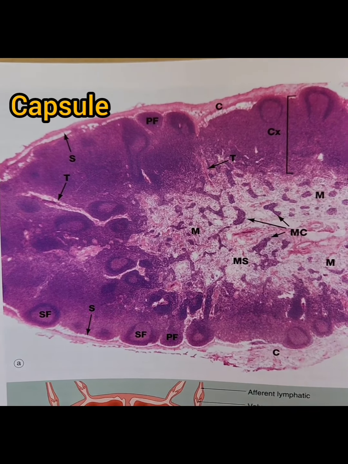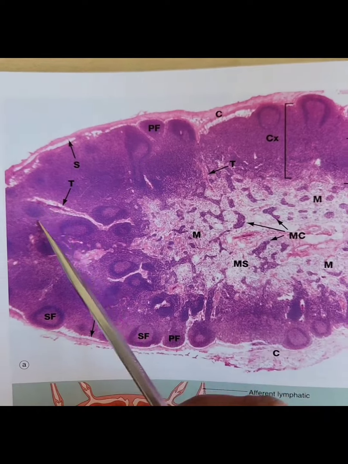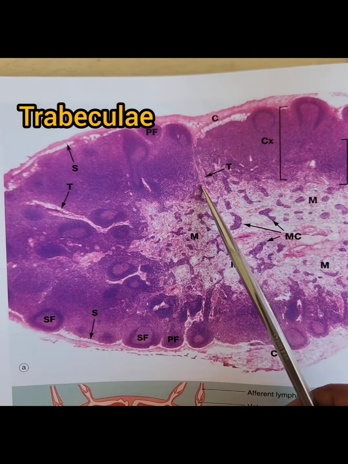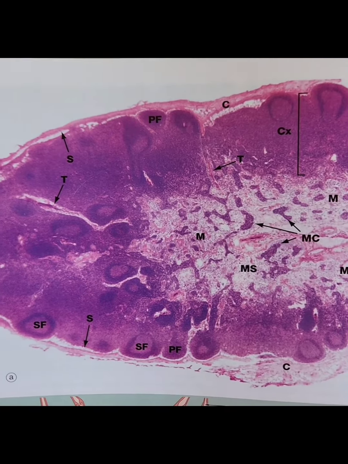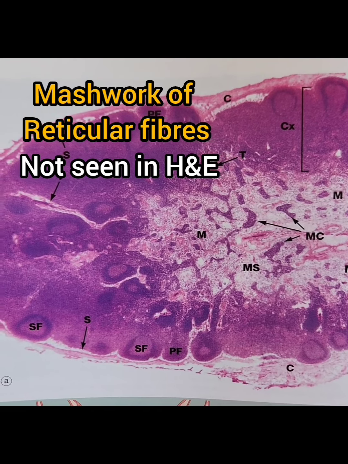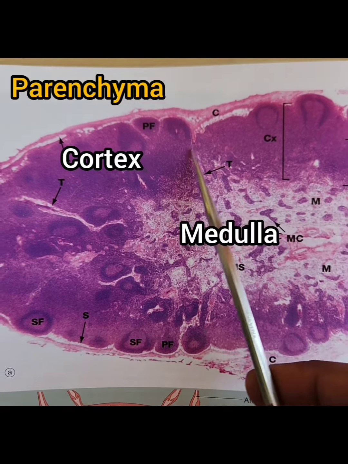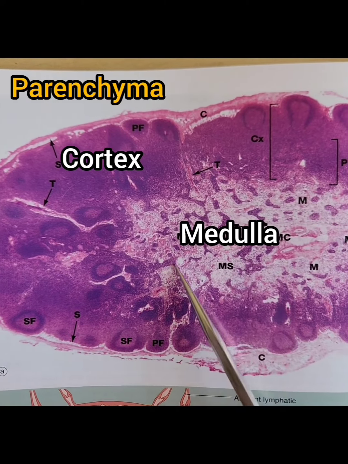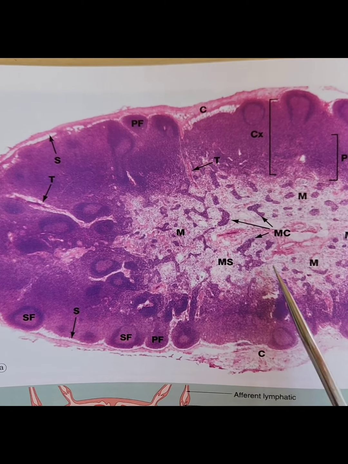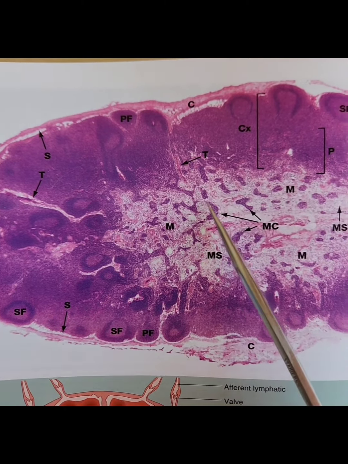Supportive structure of the lymph node: capsule and trabeculae. Extensions of the capsule are trabeculae. Reticular fibers are not seen in H&E. They are in a mesh, holding the lymphocytes inside. Parenchyma is cortex and medulla. Cortex is darkly stained with lymphocytes. Medulla has medullary cords and sinuses.